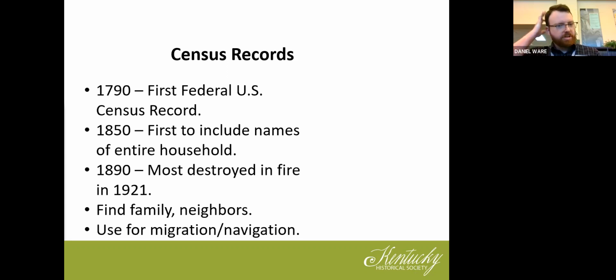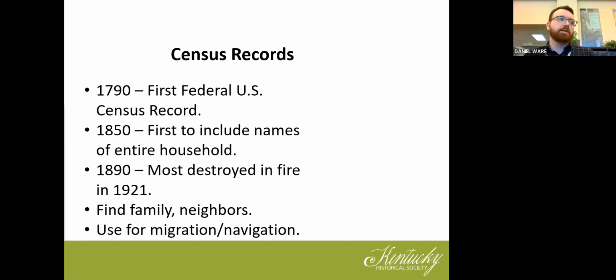1890 is pretty significant because pretty much most of those censuses are destroyed. There's bits and pieces that have been reconstructed in certain places, but most of them were destroyed in a fire in 1921.